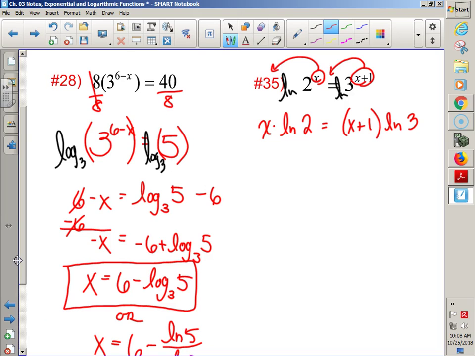So since LNs are more like my friends, I'm like, let's use you and let's not use you. Okay? But could you have used a log base 2? Sure. Could you have used a log base 3? Sure. But either way, you're going to get stuck because somehow it's not matching and the power has to come down.